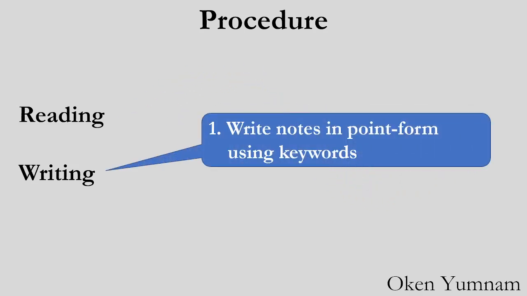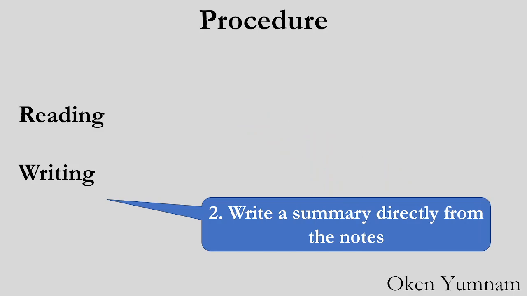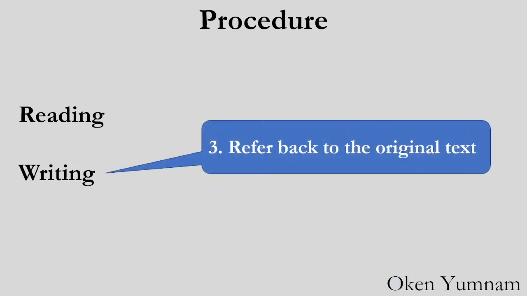So number one, write notes in point form using keywords. This has to be done while reading. Then write a summary directly from the notes. So your summary should not be from the text, but from the notes that you have written while reading the text. Once you have finished writing the summary, refer back to the original text to see whether it reflects the original text or not.